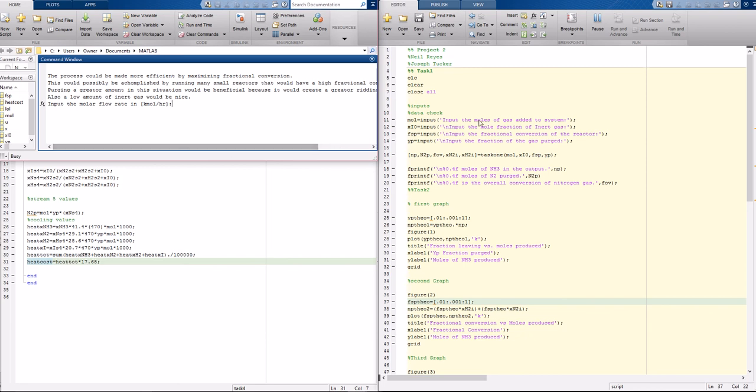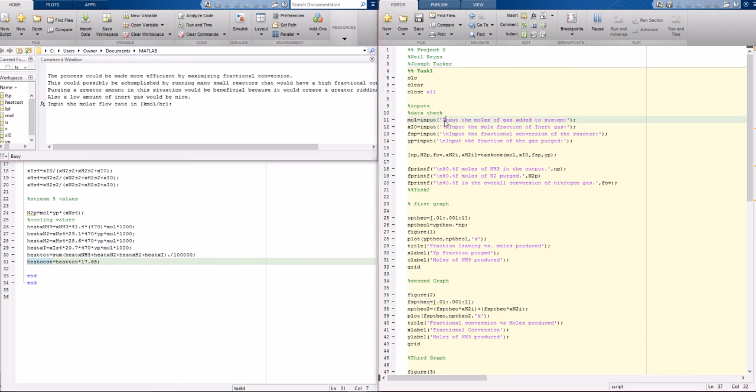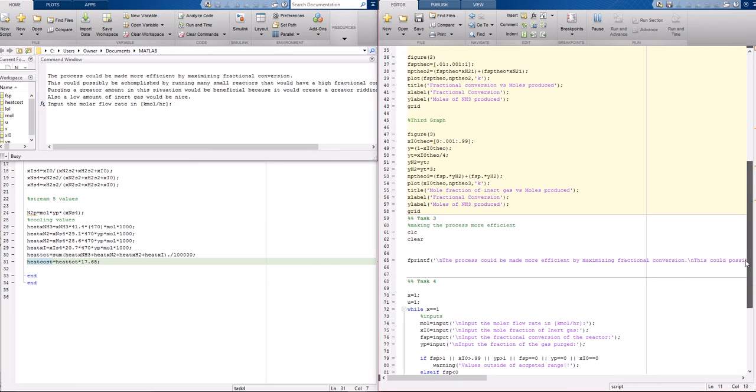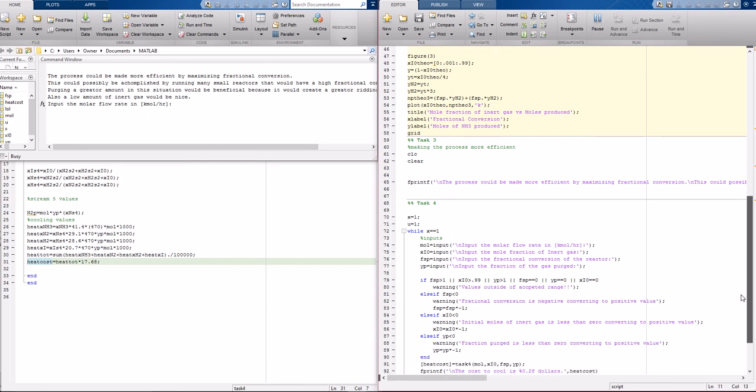So if you were to put something in here greater than 1, the code won't run. So everything has to be in the right values. That is one limitation of our code. However, it is a pretty good code and it's pretty useful. It can be used for many things.